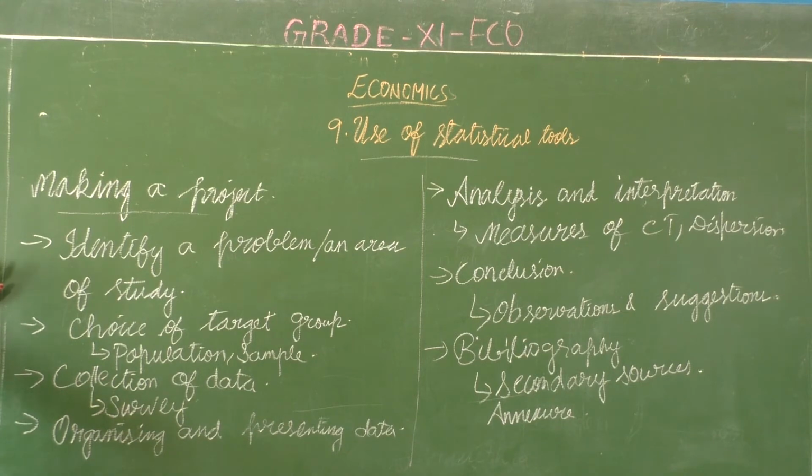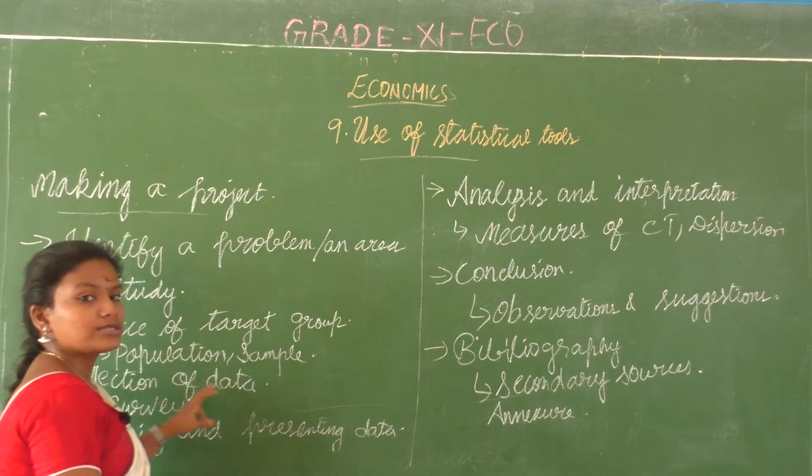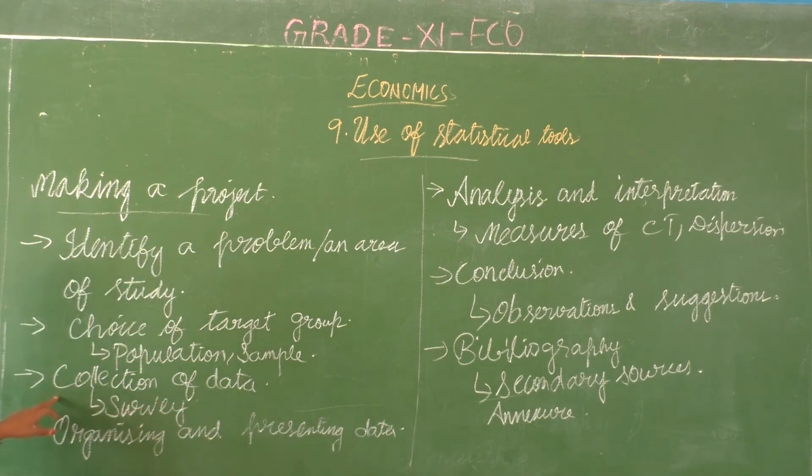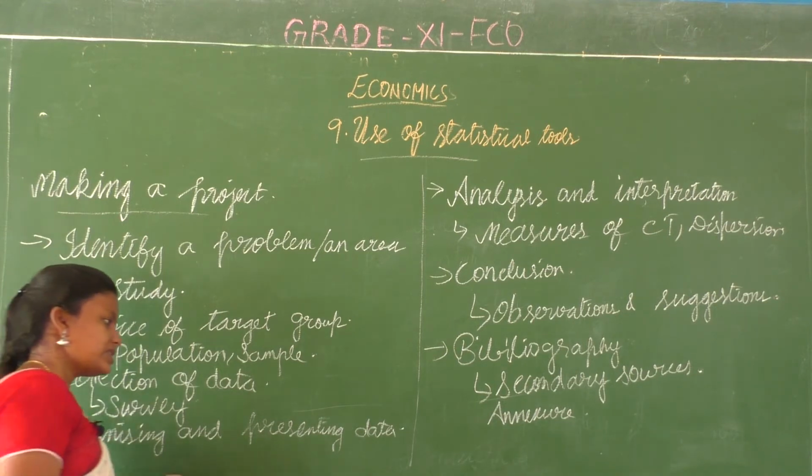So first what you have to do, you have to identify a problem or an area of study. The second thing you do is choice of target group. You have to choose your population and your sample. Then you have collection of data. It can be primary data or secondary data. If it is primary data, you have to go for a survey. Then you have organizing and presenting data.